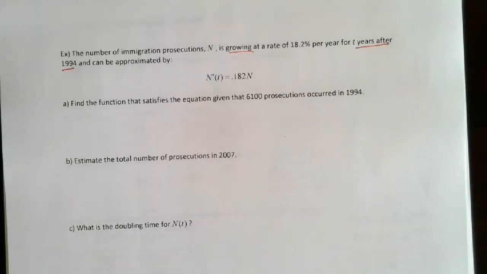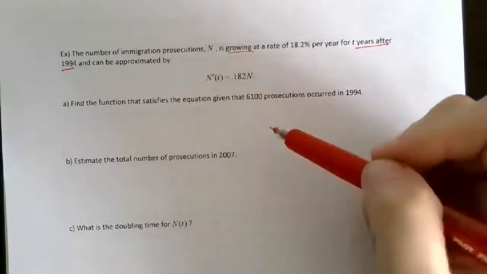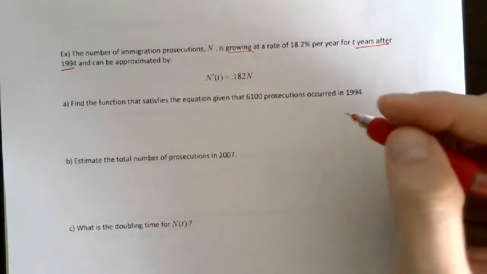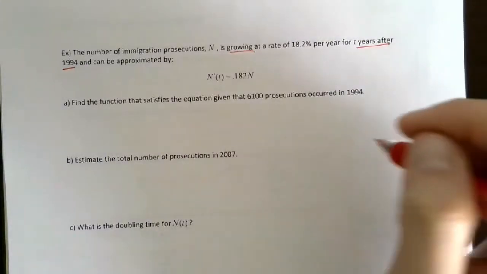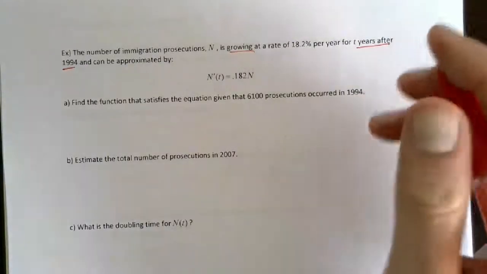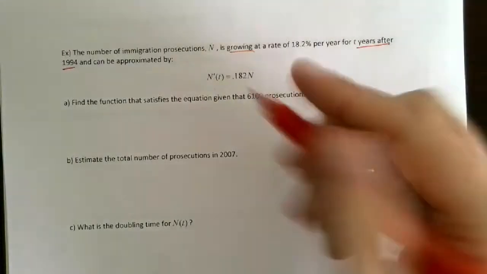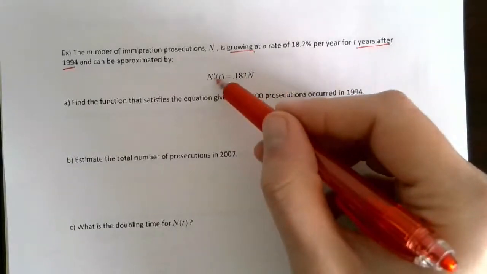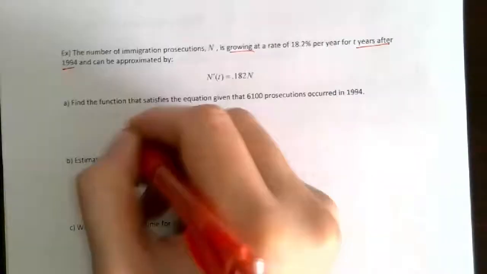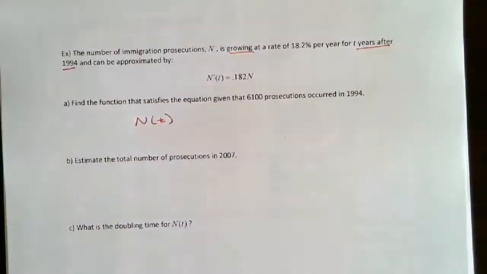So it's a differential equation, right? It's defined in terms of the original function. And it says find the function that satisfies the equation given that 6,100 prosecutions occurred in 1994. So first thing we want to look at is, what's the name of our function? Well, this function's called N, right? They tell you here, they also show you here, and the derivative is the derivative of N with respect to t. So I know I'm looking for a function called N of t, right? That's the original function before you took the derivative, in other words.